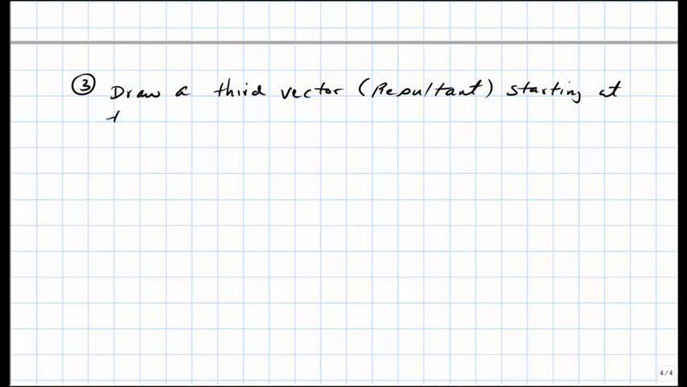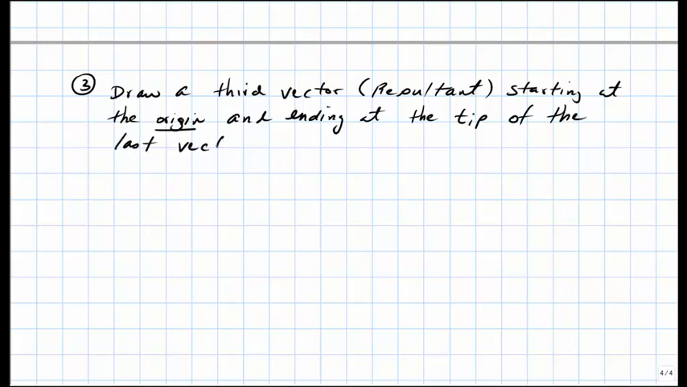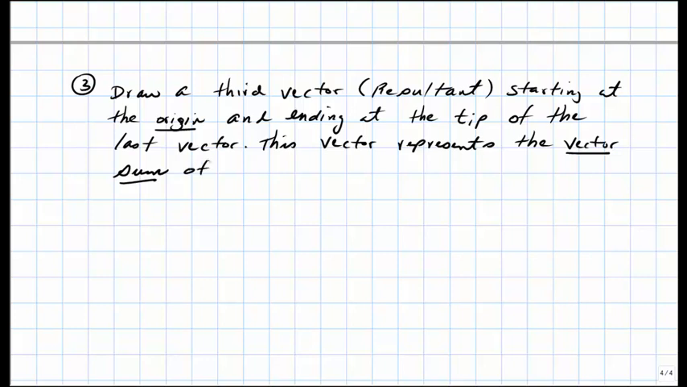Starting at the origin, and ending at the tip of the last vector, which in this case, of course, is vector B. This vector represents the vector sum of A and B.